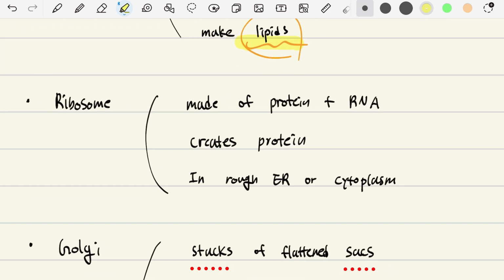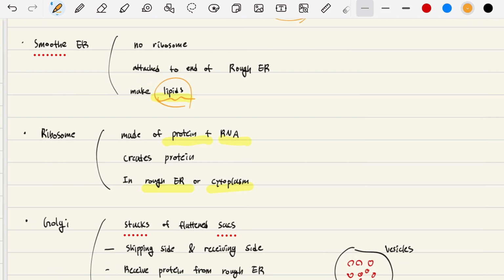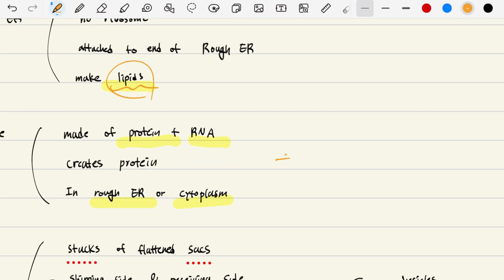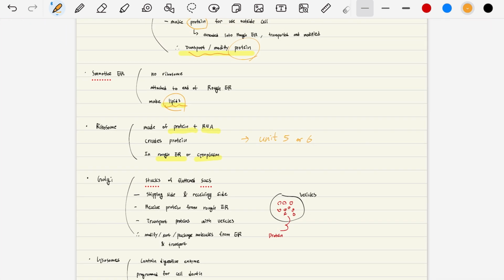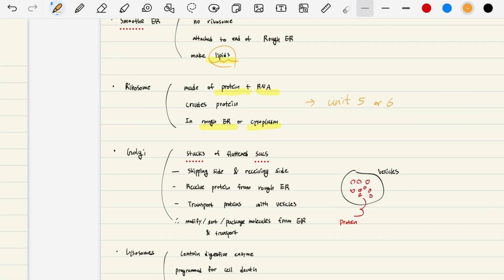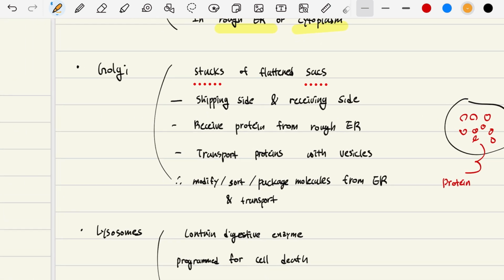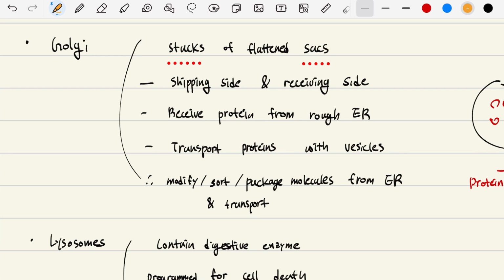Now let's talk a little more about ribosomes. Ribosomes are the ones that make protein and RNA, and they are usually located in rough ER or somewhere in the cytoplasm. And we're gonna learn this later in probably Unit 5 or 6 when we study deeply about translation and the stages. Yep, I think it was translation.